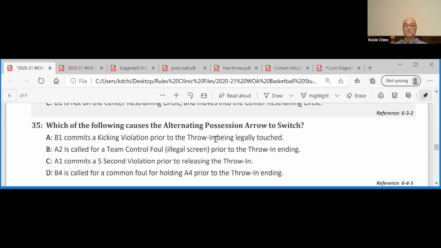D, A is throwing it in, and B4 holds A4. So we have a foul prior to the throw-in coming in or ending. A gets the ball back.